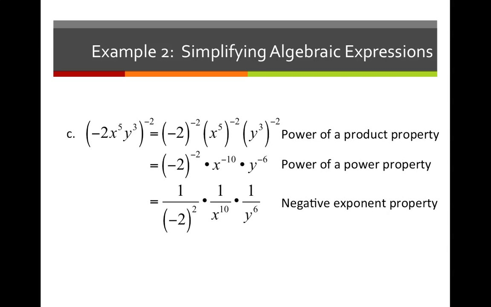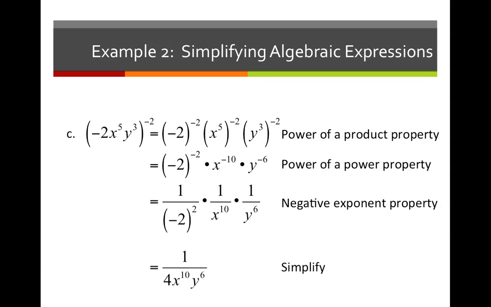And then we notice that we end up with several negative exponents, so we need to take care of that with the negative exponent property. So we're going to get 1 over negative 2 squared times 1 over x to the 10th times 1 over y to the 6th.